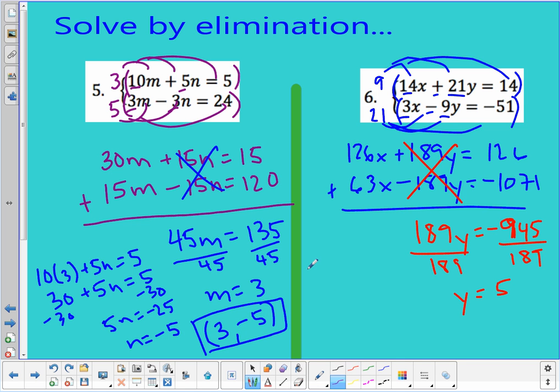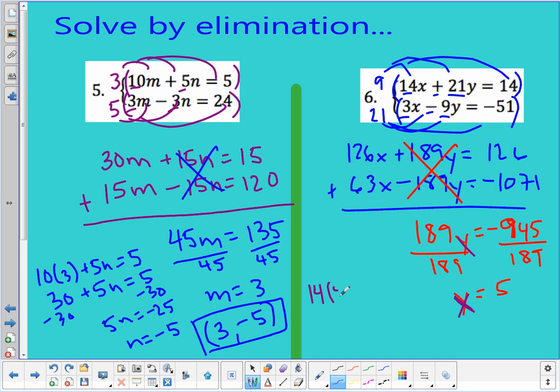Then plugging that back in, 14x plus 21 times 5 is equal to 14. That's 14x. Oh, hello, this is an x, not a y. Just kidding. Sorry. X equals 5. Get rid of this. Caught it. At least I caught it. That's good. Sorry, let's try that again.